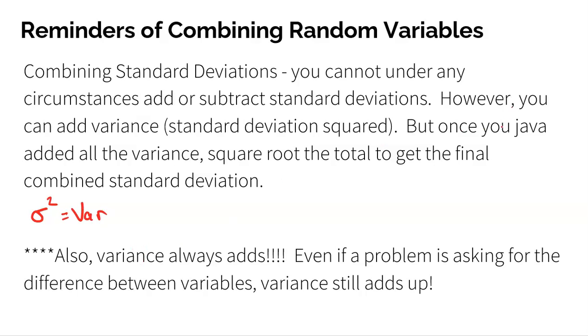Once you have added all of your variance together, you would need to square root all of that variance to get back to your combined standard deviation. That's a process you should be familiar with if you have already done the unit on random variables. Another key thing to remember is variance always adds. Even if a problem is asking for the difference between two variables, variance still adds up.